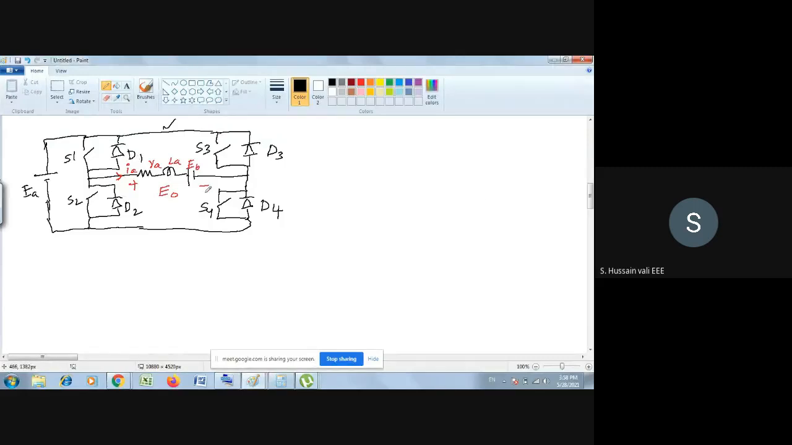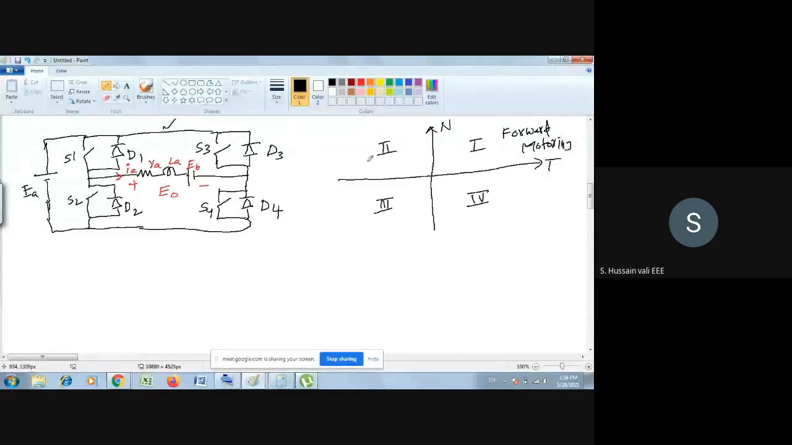Before this, I want to explain something. Last class, I explained something important: in the first quadrant, second quadrant, third quadrant, fourth quadrant. In the first quadrant, you have taken the y-axis as speed and the x-axis as torque. In this case, it acts as a motor, and we call this forward motoring. Please recall this, I explained it last class.